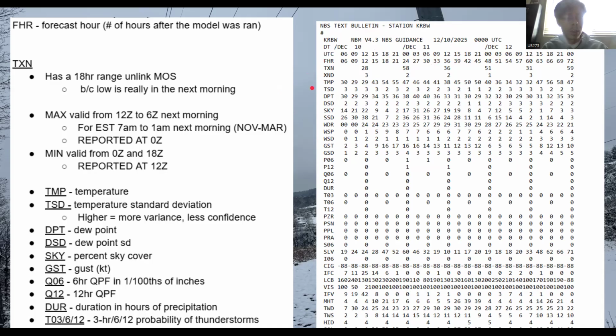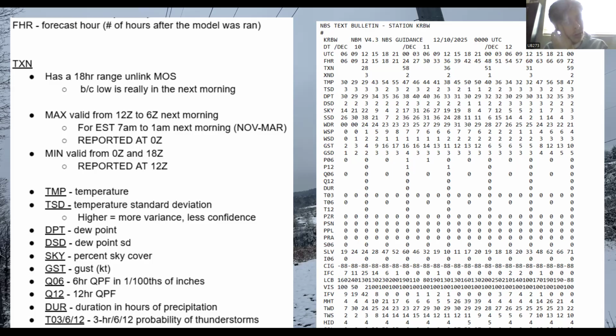FHR is forecast hour, so it's the number of hours after the model was run. As you can see, the numbers align for this, but obviously it doesn't restart. So it's just 24, 27, and as we can see, it goes up to 72 hours out.